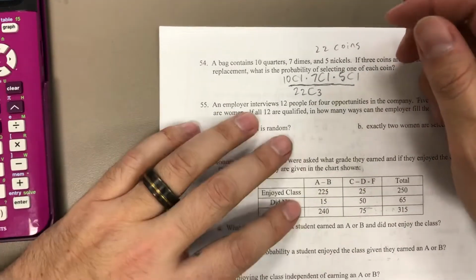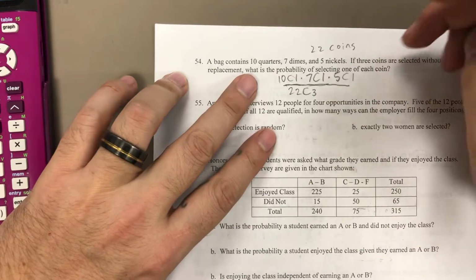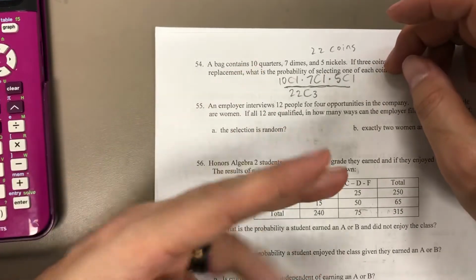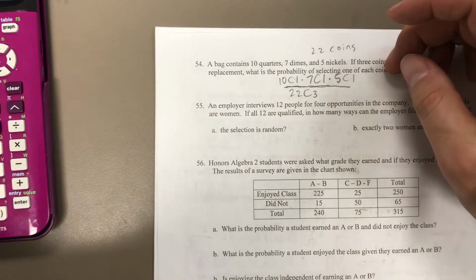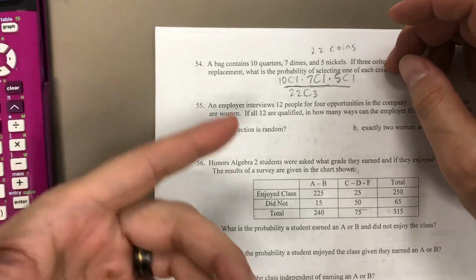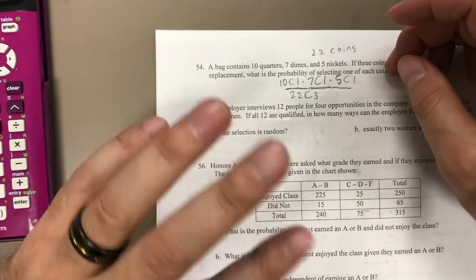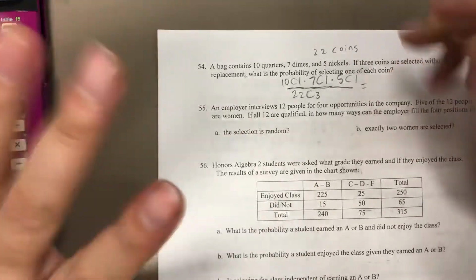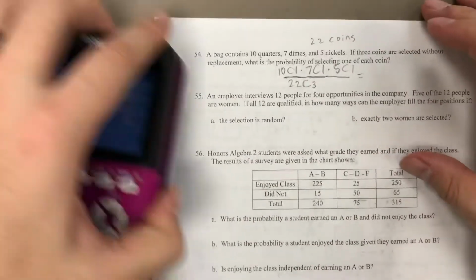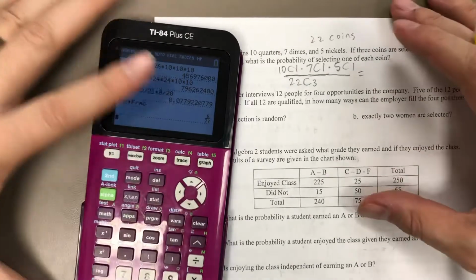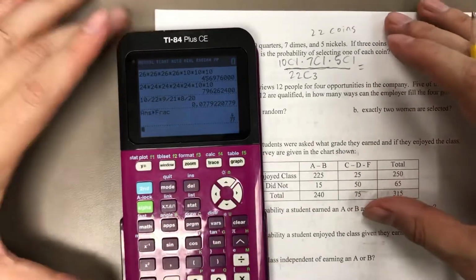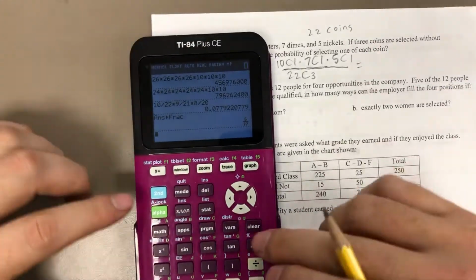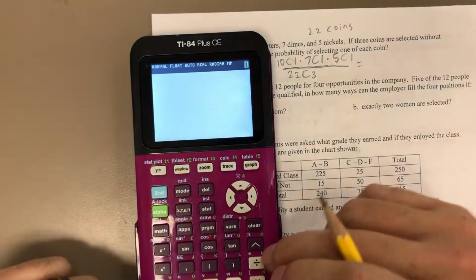If the order did matter, like if you had one of each of them, so you had a quarter, a dime, and then a nickel, and if that was different than getting a dime, a quarter, and then a nickel, you have to count the different ways of doing that as well. But let's just keep this as simple as possible, because this isn't even a topic that we tested on in the class, and so we're not going to have it on the final. But let's do it.